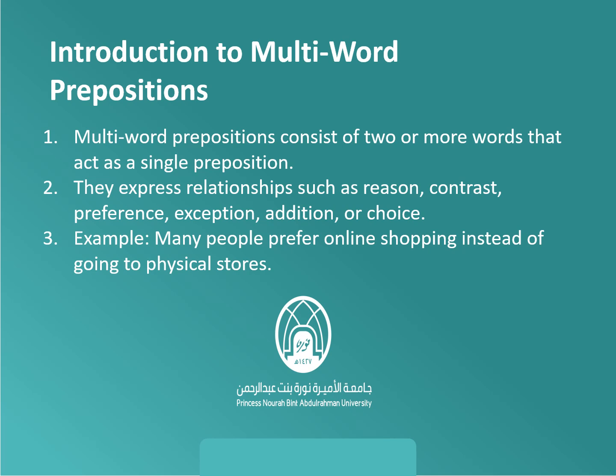They express relationships such as a reason, a contrast, preference, exception, addition, or a choice. So they show relationships between things because of the way they are used. For example, many people prefer online shopping instead of going to physical stores. Here, "instead of" shows us a choice between online and physical. So the phrase "instead of" introduces a choice. Similarly, we have others.